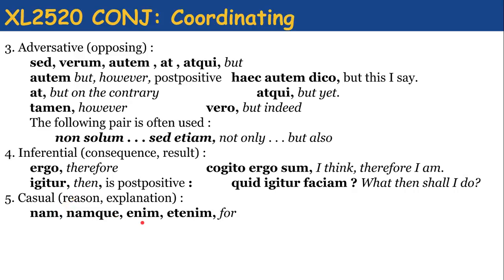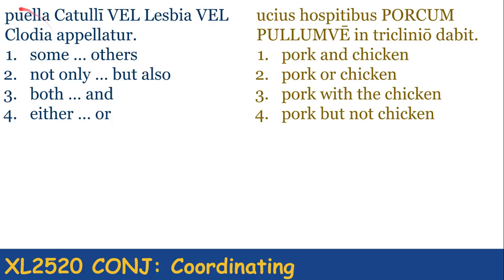Causal: for, nam. So, vel, either or, porcum puellum. What's that? That's an enclitic ve. As the enclitic que says and, the enclitic ve says or. And as always, you circle it and draw it to the beginning of the word it's suffixed to. So, Marcus was giving his guest pork or chicken. Boy, that sounds good. Some stir fry sounds great right now.